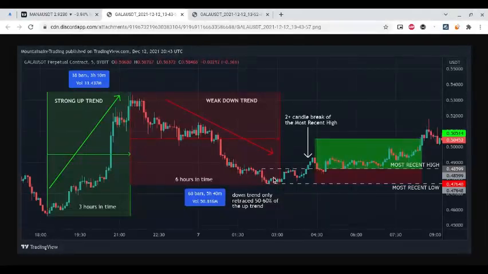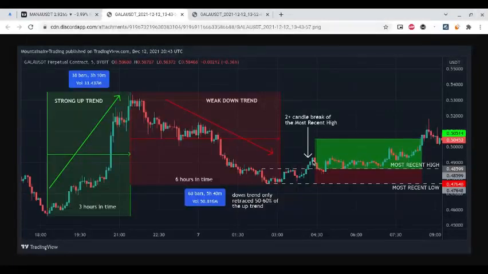Now, we like to target 2 times the risk. And what a lot of our traders do is they like to trail their stop loss up. As price makes higher highs and higher lows, they will trail their stop loss under the most recent low. In this example, if you wanted, you could either set a fixed take profit at 2 times the risk, or you can trail your stop.